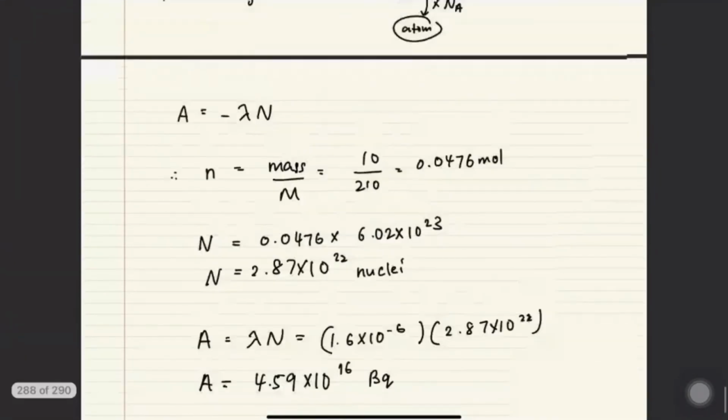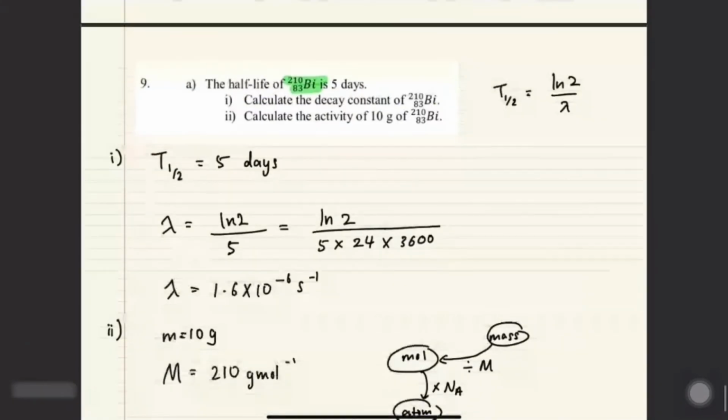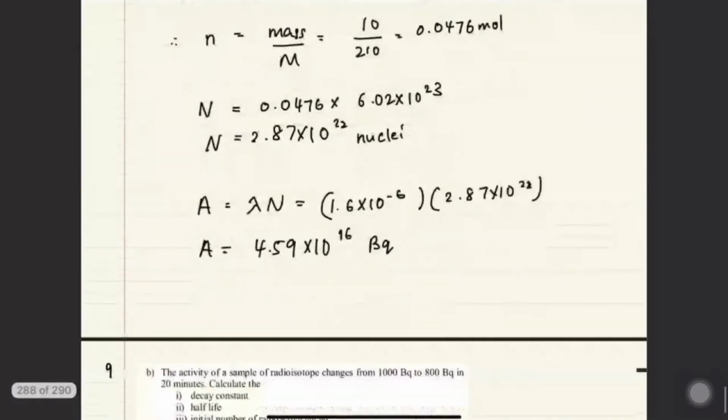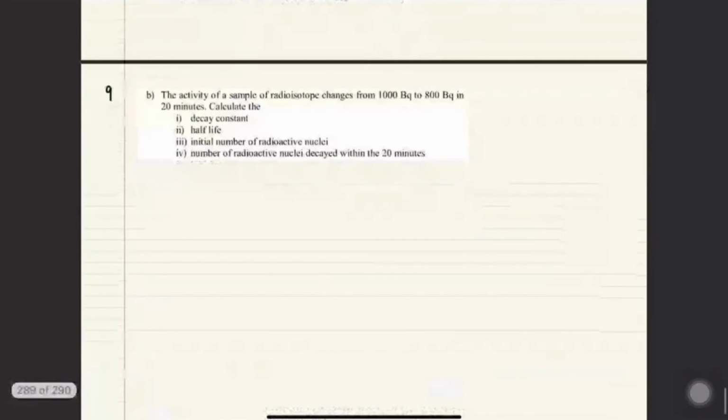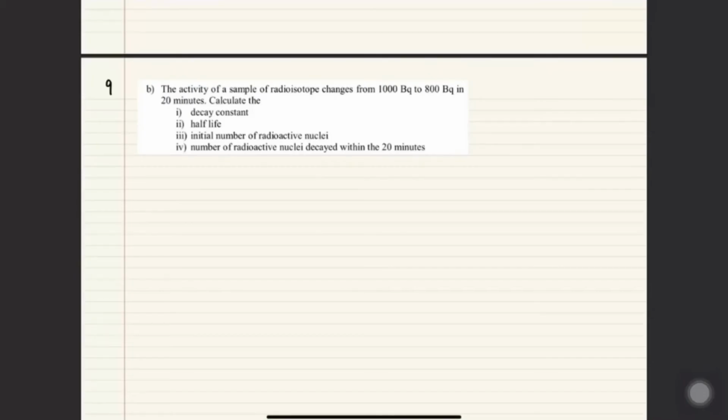So, basically, we answer question A. Okay, the next question, kita buat lagi satu lah. Now we try to do one more. Okay, dia kata the activity of sample changed from 1000 becquerel to 800 becquerel in 20 minutes. Calculate the decay constant, half-life, initial numbers of radioactive nuclei, and so on.